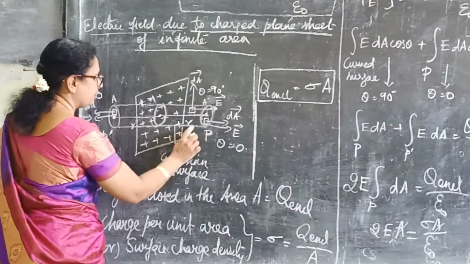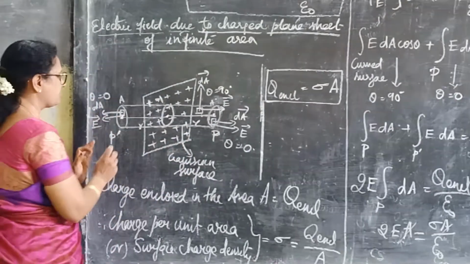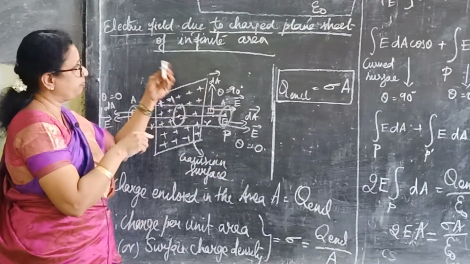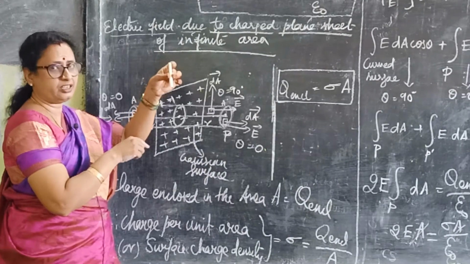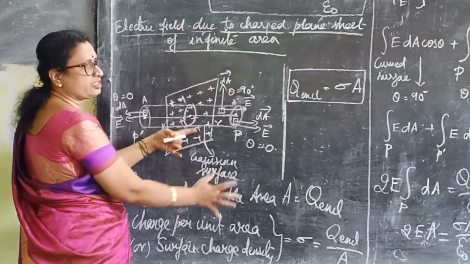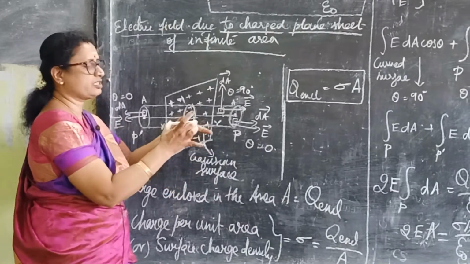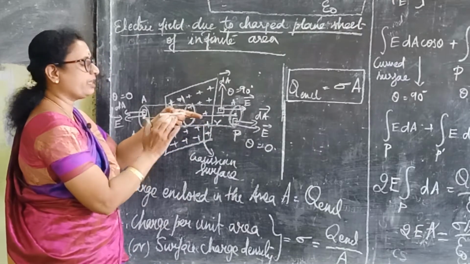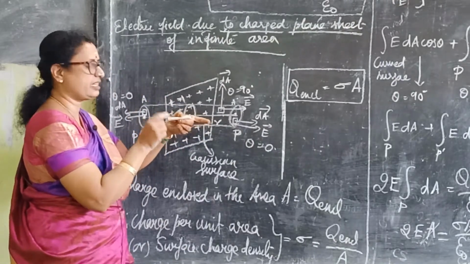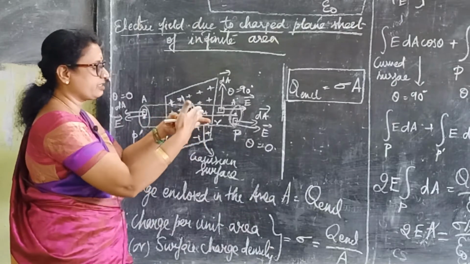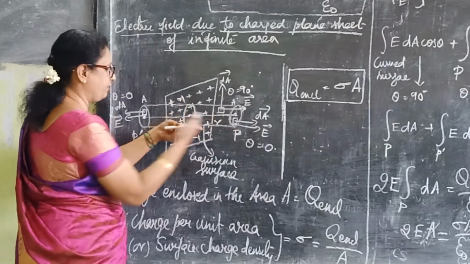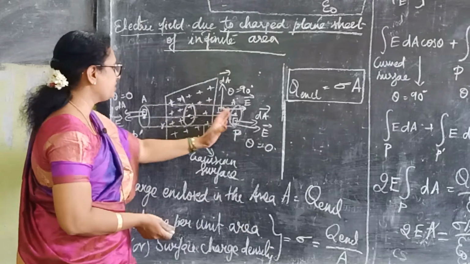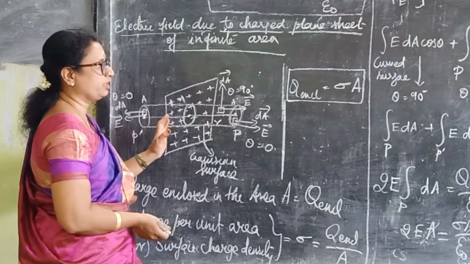So, this Gaussian cylinder has three different surfaces. One is the curved surface. Here the cylinder is like this. In the previous case, the cylinder was a vertical Gaussian cylinder. Here, since it is an infinitely charged sheet, we are taking a particular area. We are considering a horizontal Gaussian cylinder like this. So, as in the previous case, it has three different surfaces: one is the curved surface, another one is the P surface, and then the P dash surface. So, we have three different surfaces. So, taking this into consideration, let us pass on to the derivation.